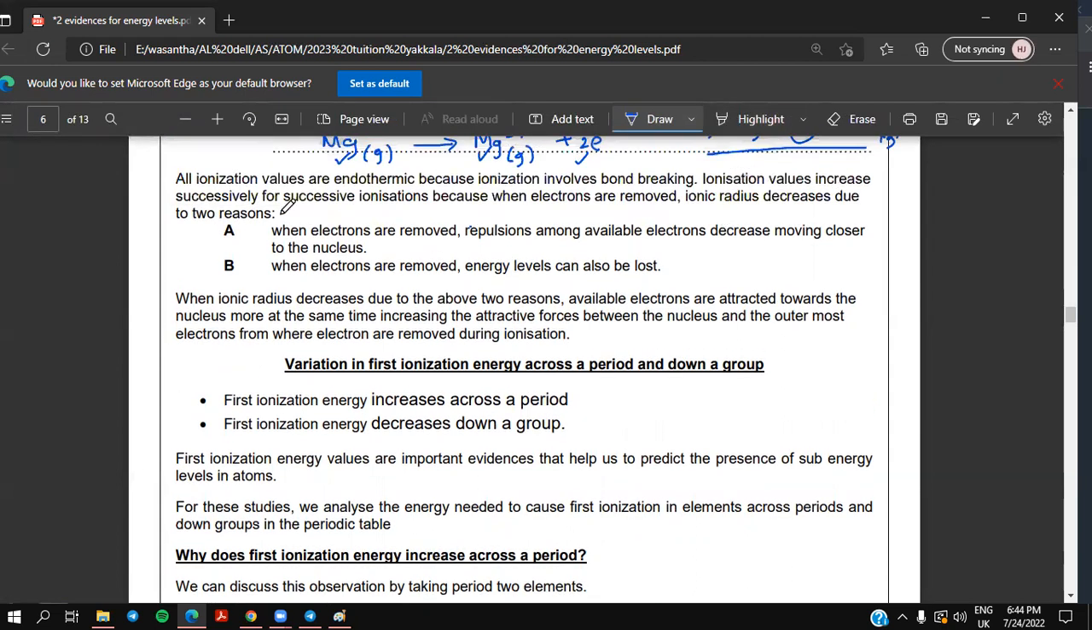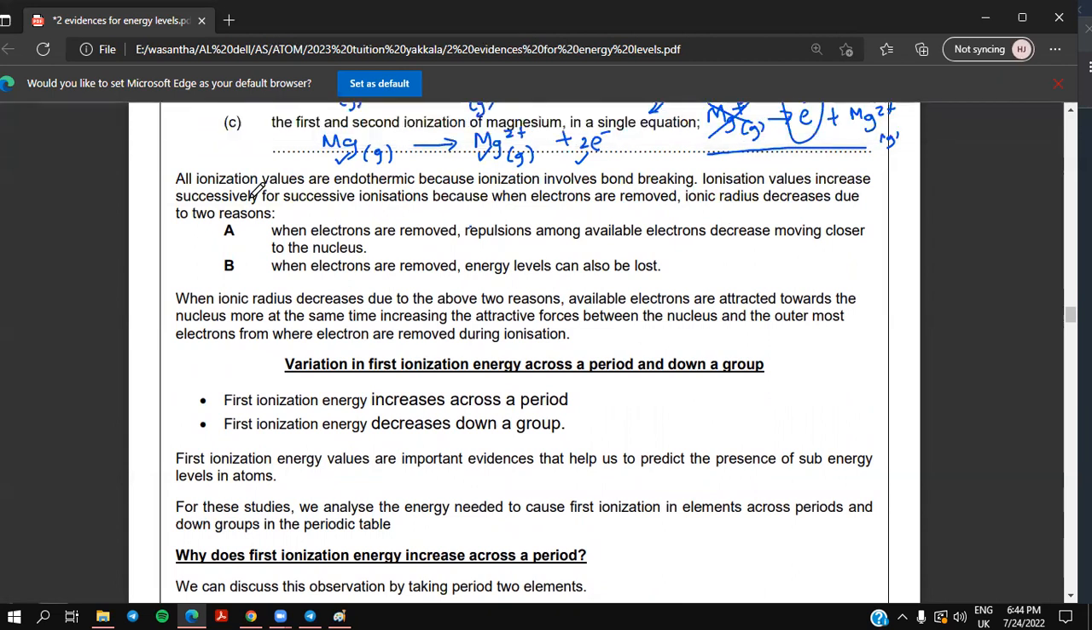Ionization energy values increase successively. What's the meaning of successively? When you remove electrons one after another, first electron, second electron, third electron, fourth electron, the amount of energy needed will increase gradually. Why? It is because when electrons are removed, ionic radius decreases due to two reasons. First one, when electrons are removed, repulsion among available electrons decreases, moving them closer to the nucleus. And when electrons are removed, energy levels also can be lost.